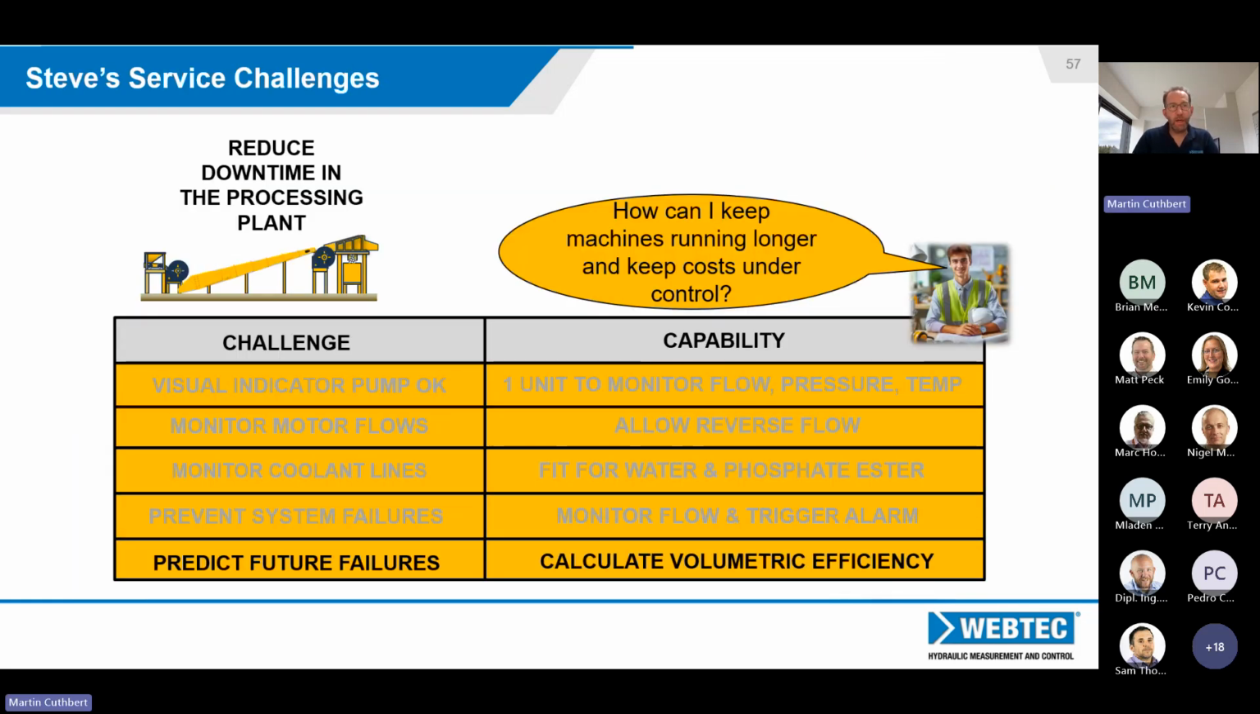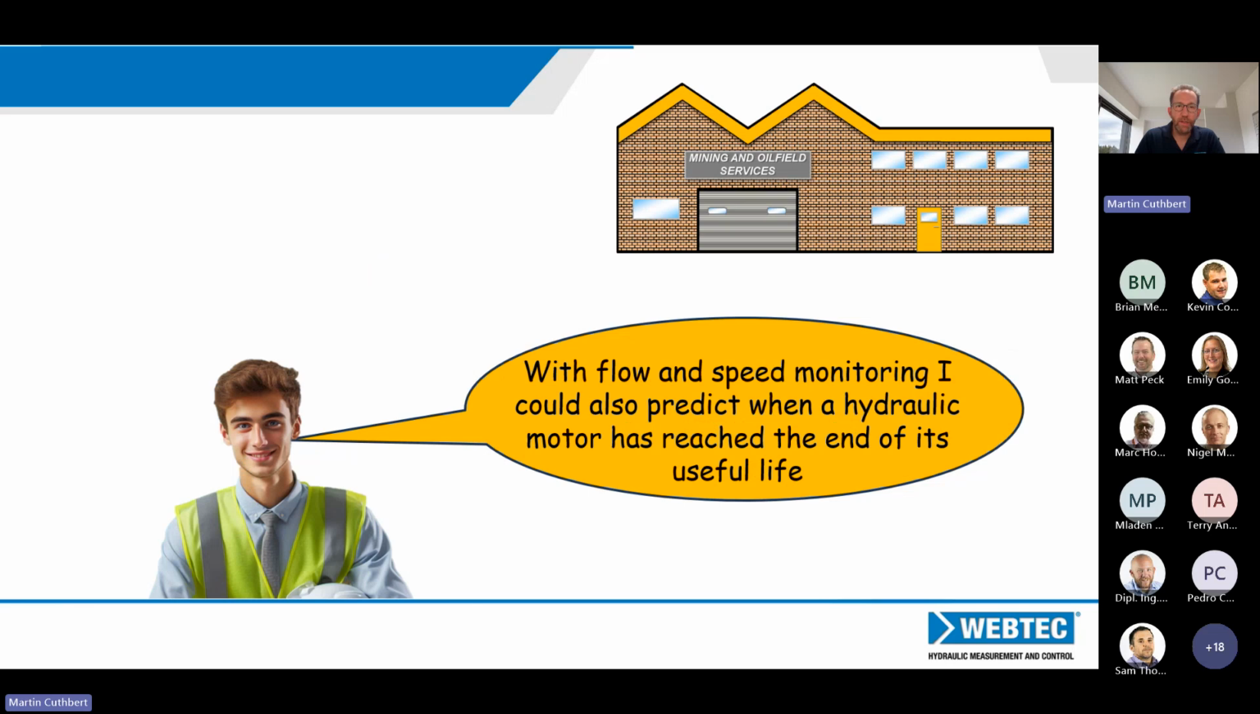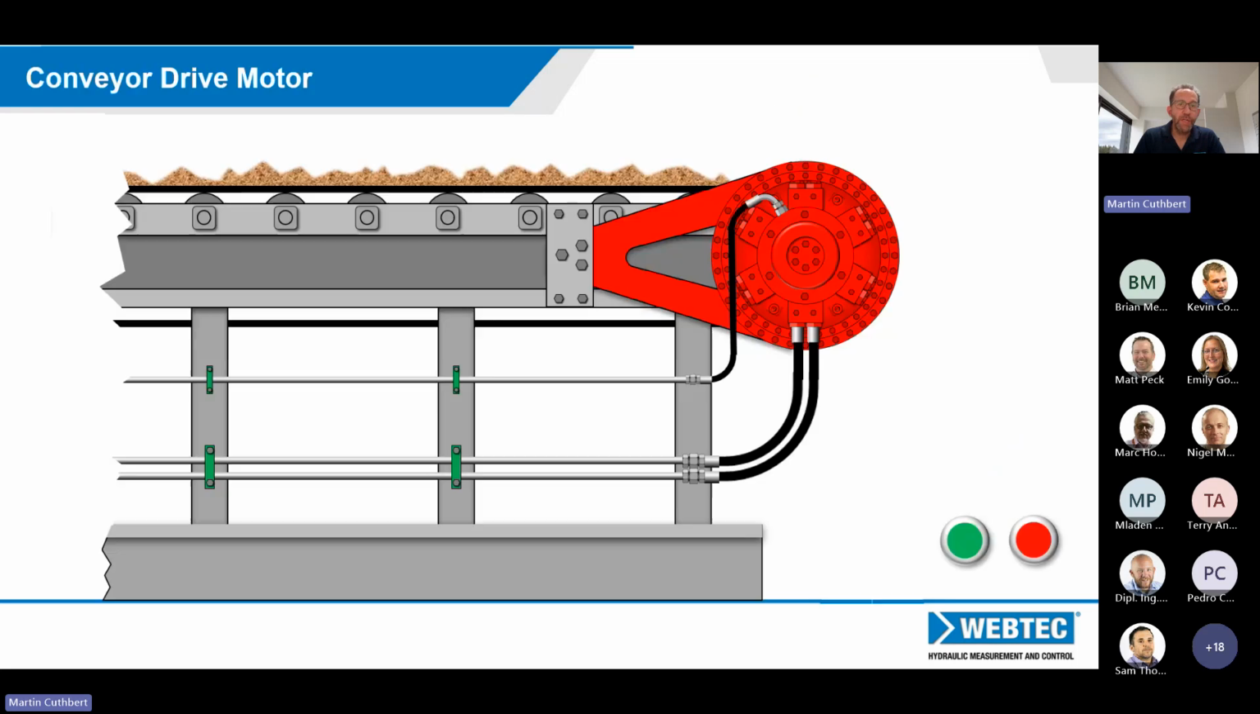Okay, so the last application or challenge for Steve is around using the data that he has to also predict future failures. And with that information, you can crunch the numbers and also look at whether things are starting to fail, a bit like we were before for Declan. So has a motor reached the end of its useful life? Well, on a conveyor motor drive.